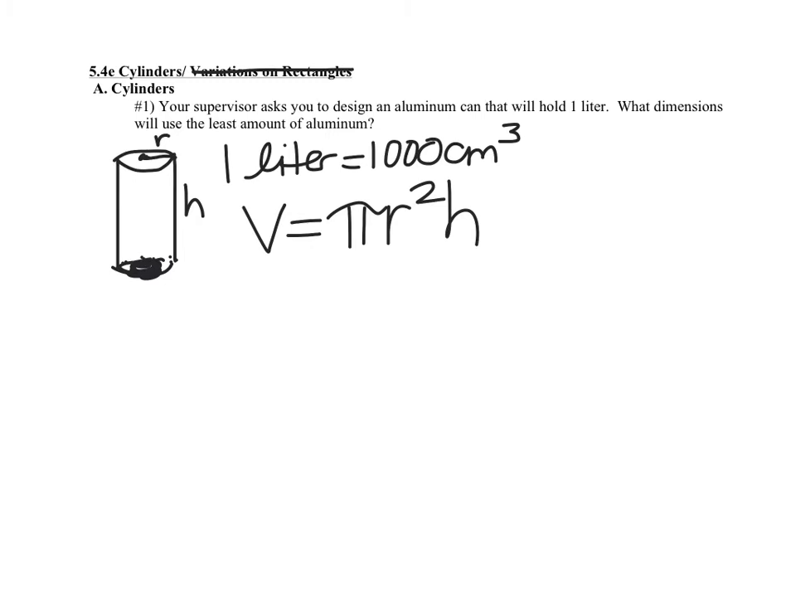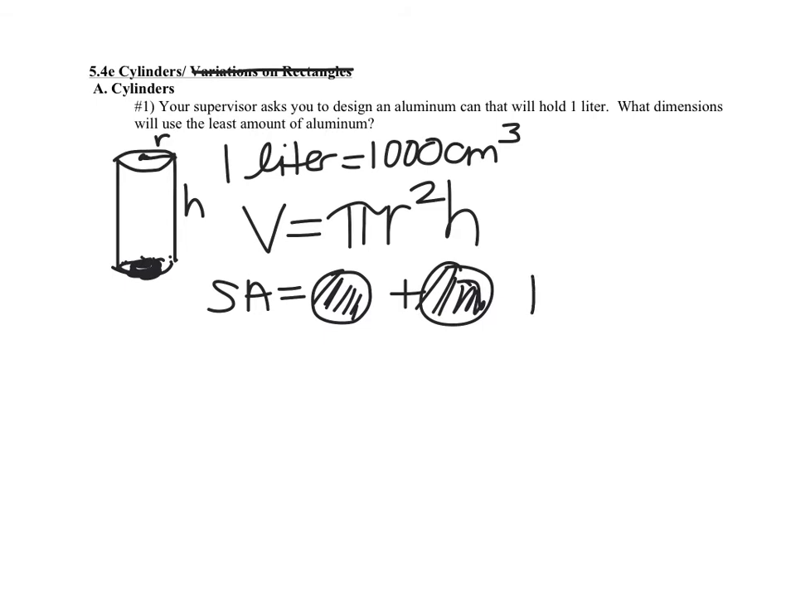Now the surface area. The surface area of this cylinder is going to be the area of the bottom plus the area of the top. Those should be the same size. And then plus the area of that whole can, and when you unravel it, it turns out to be a rectangle.